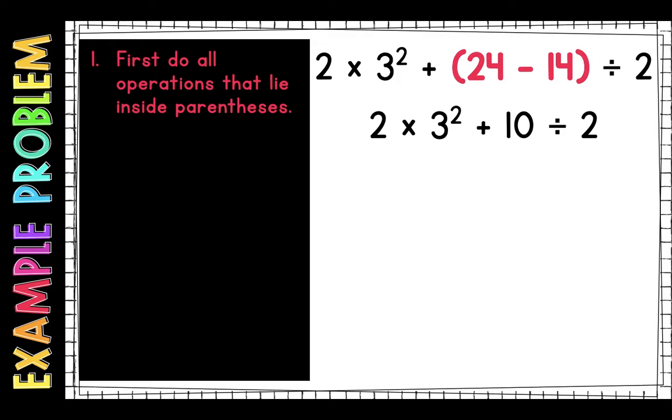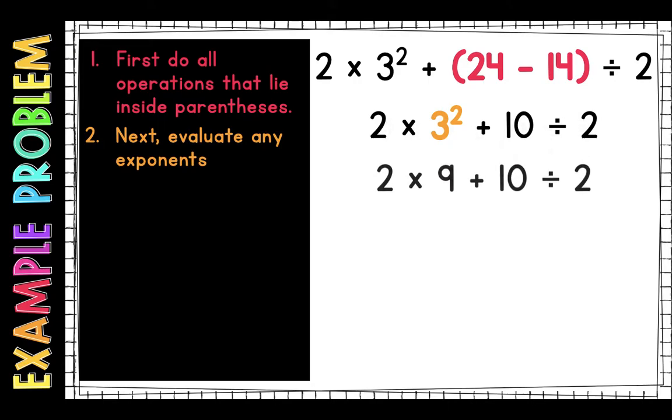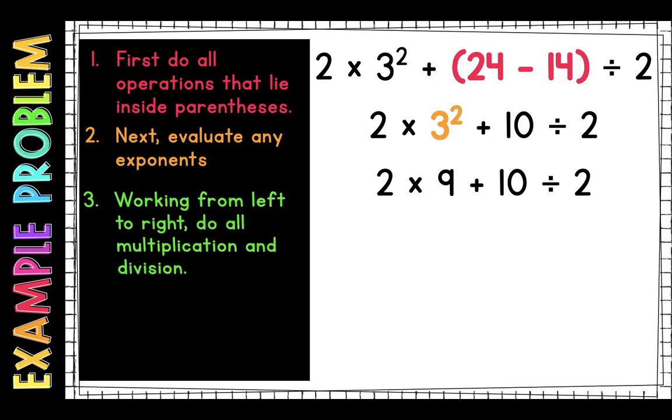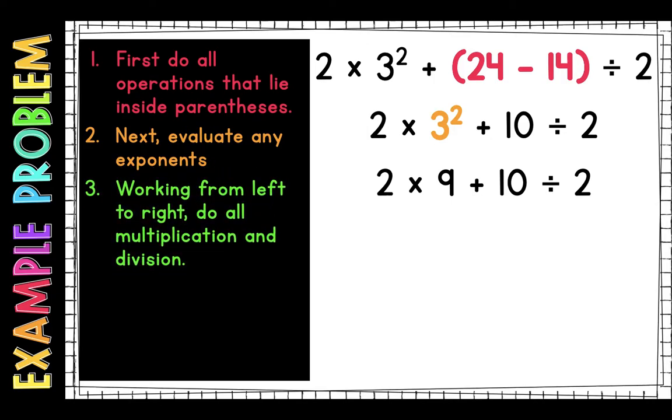Now I don't have any more parentheses left in my expression, so I'm going to move on and evaluate any exponents. I see 3 squared, which we talked about yesterday, means that we have 3 multiplied by itself 2 times. So 3 squared is really 3 times 3, which I know is 9. So I'm going to rewrite this expression now with 9 instead of 3 squared. Now that I've evaluated all the exponents, I'm going to move on and work from left to right to do any multiplication and division.